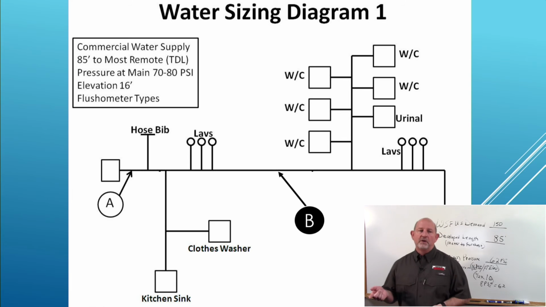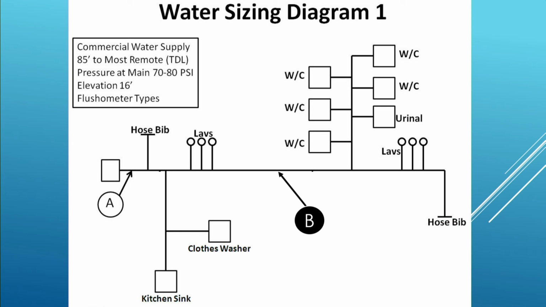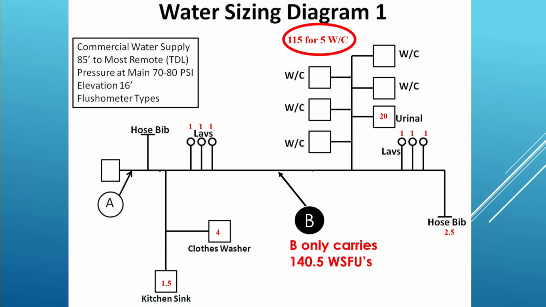So if you remember, those flushometer valve water closets are worth 115. Urinals worth 20. That's 135. Lavs are worth 1 apiece. 135, 36, 37, 38. Careful, because a minute ago that hose bib was 1 because it was an additional. Do you agree it's not an additional now? So now, because it is the only hose bib being fed by that pipe we call B, do you agree that 1 hose bib is now worth 2.5? So 115 plus 20 plus 3 plus 2.5, that would be 140.5 WSFUs.